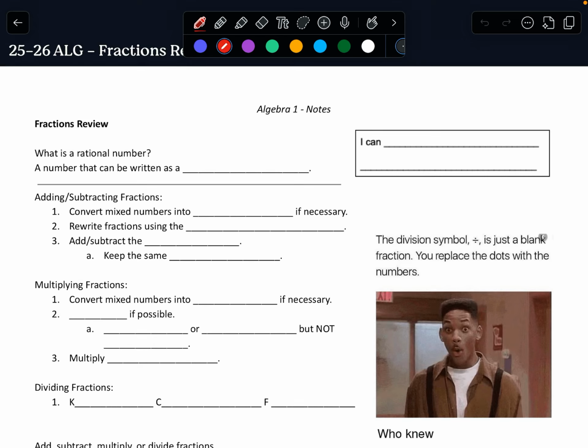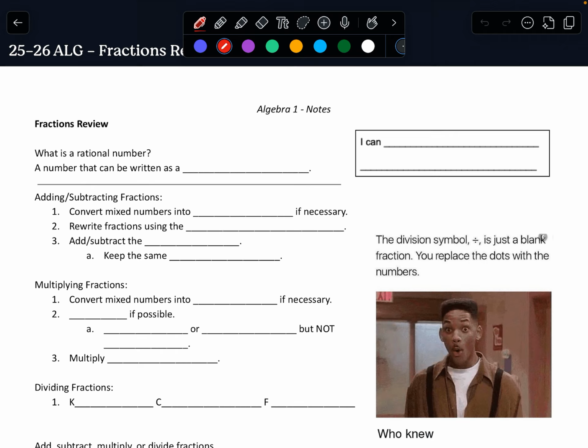Alright, hey everyone. I know this is our first Edpuzzle, so we're going to go over how to do an Edpuzzle and what the expectations are. Edpuzzles are recorded lessons, sometimes a few years outdated, sometimes more present, and this one is going to be for this school year, 25-26.